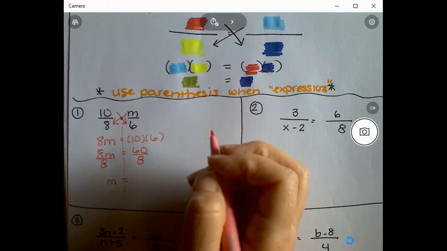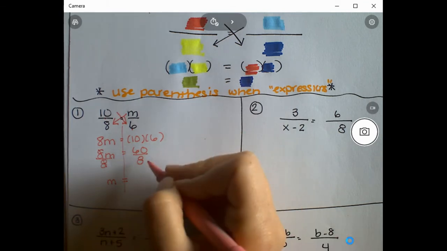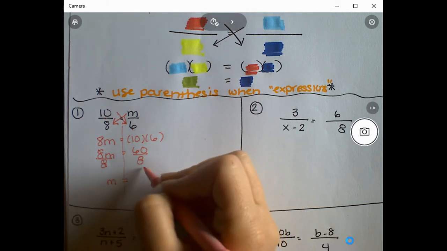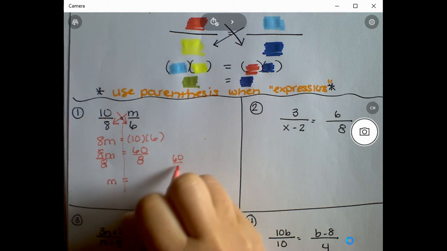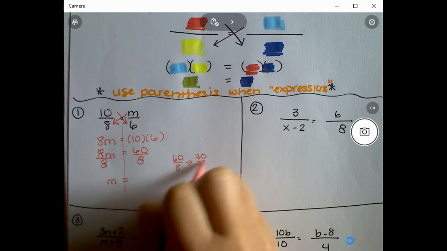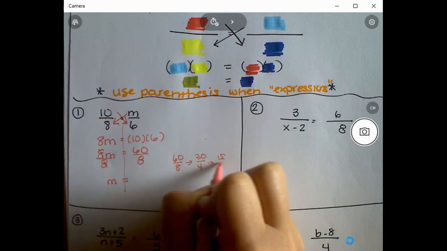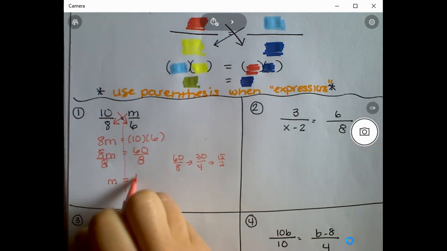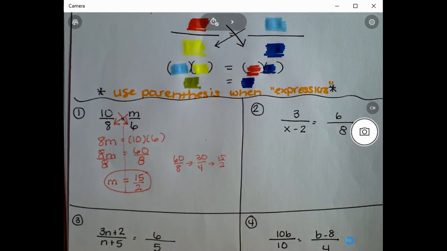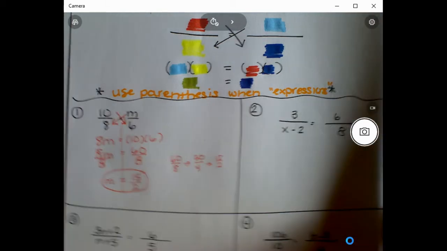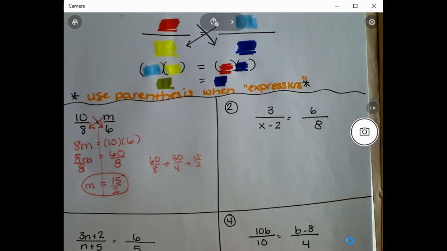And 60 divided by 8 simplifies to 30 over 4. I'll just write down my thought process. I'm simplifying: 60 over 8, 30 over 4, 15 over 2. So 15 over 2 would be the best answer. You could write 7.5 instead. Either way is fine. All right, let's look at the next one.